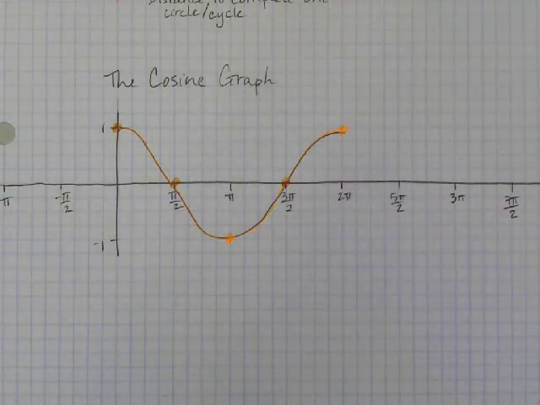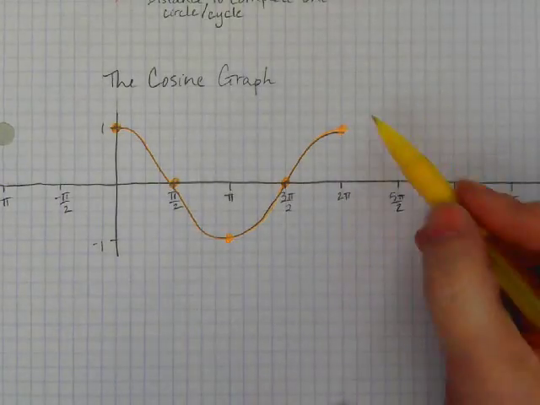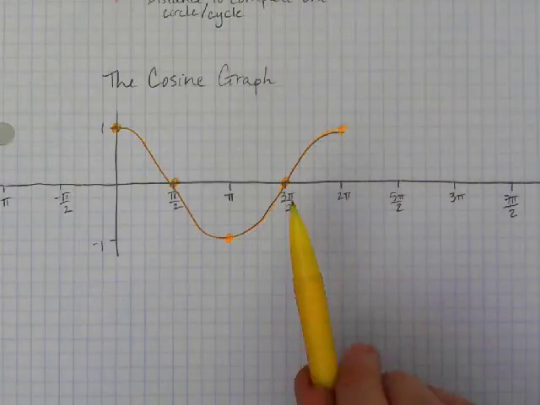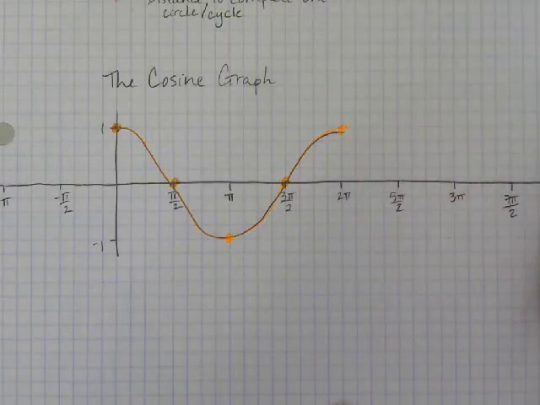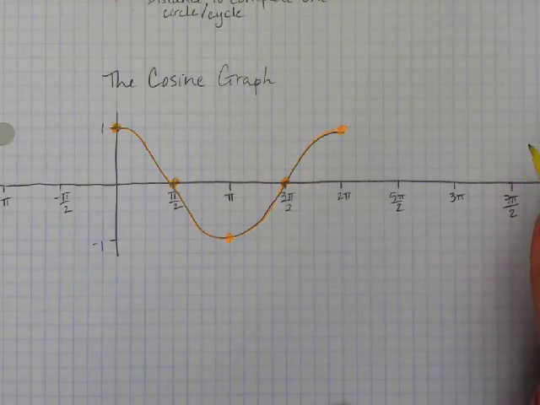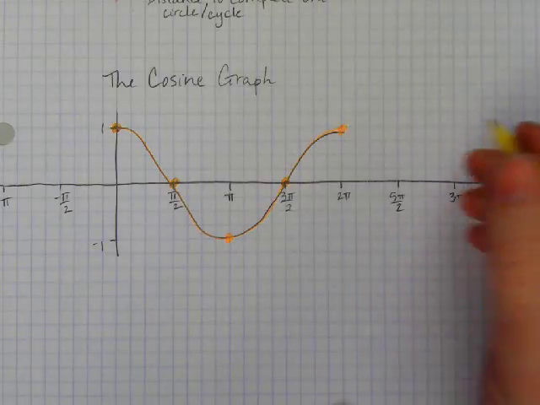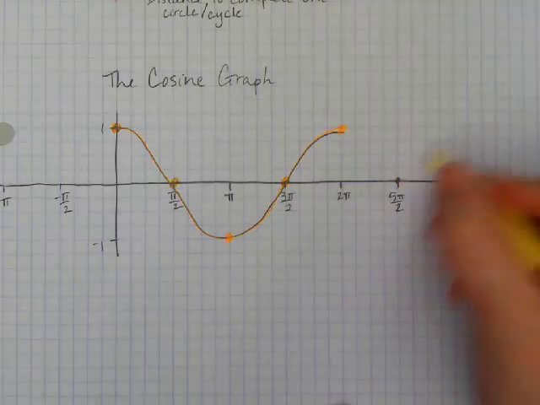And then if I were to go backwards, what are my points that I'm going to graph over here? Negative pi over 2, 0. And then pi, or negative pi, 1 or negative 1? Negative 1.